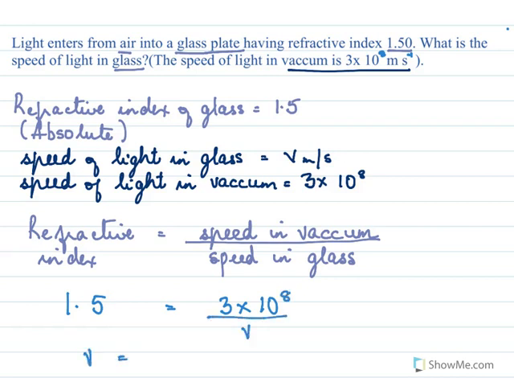So speed in glass V will be 3 into 10 raised to the power of 8 over 1.5. When you cancel 3 and 1.5 we get 2. 2 into 10 raised to the power of 8 meter per second is the speed of light in glass. So you need to write your answer: speed of light in glass is 2 into 10 raised to the power of 8 meter per second.